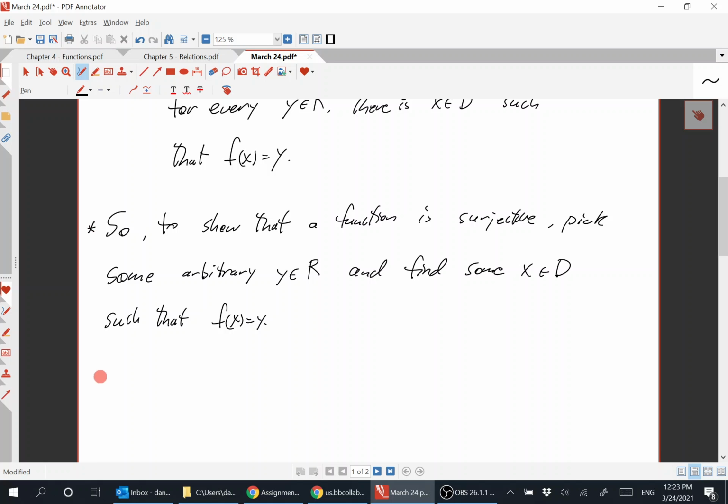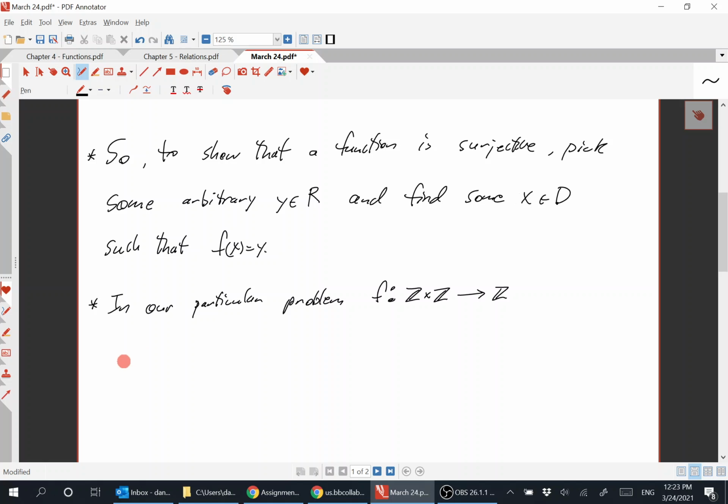So in our particular problem, we have f from Z cross Z to Z again. So just let y be an element of Z. So y is an integer. But you can't say anything about it. It's just an integer. Okay, find a pair.